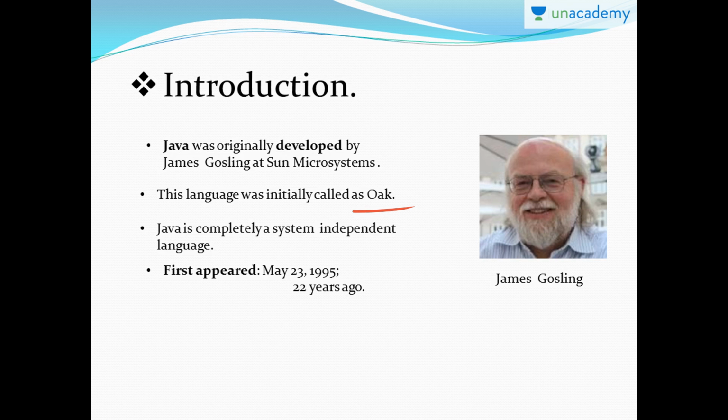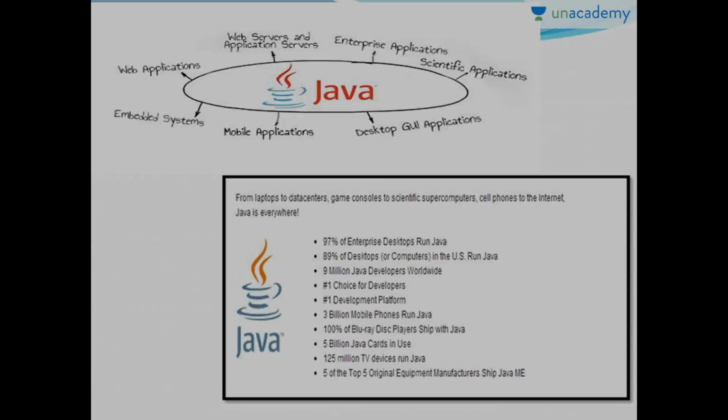Therefore, they named their project Java, and that is the reason why they gave a symbol of a coffee cup and a saucer. This is a small story of why Java got its symbol and name. As I said, this is system independent, and it first appeared in the year 1995. They completed their project in 5 years, starting in 1990, and for now it is 22 years.